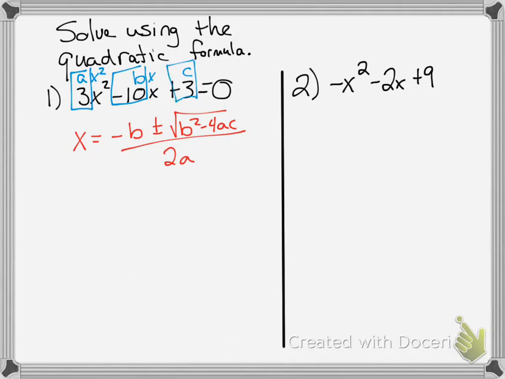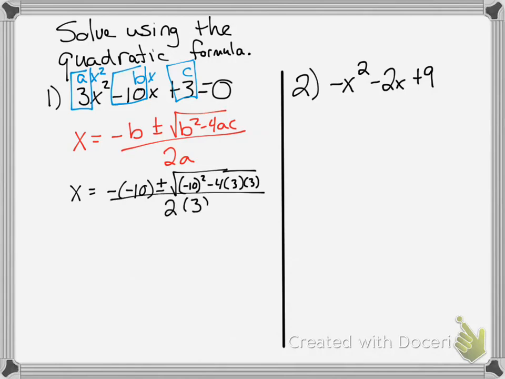So when I go to plug those into my equation, I've got x is equal to a negative of negative 10. I'm going to use parentheses just like we did with the discriminant to plug everything in, plus and minus. Now I've got my discriminant, so I've got negative 10 squared minus 4 times a, which we said was 3, times c, which we also said was 3. All of this is over 2 times 3. Now we're just going to work out each part of this. So a negative of negative 10 would be positive 10. Plus and minus the square root of 64 over 6.